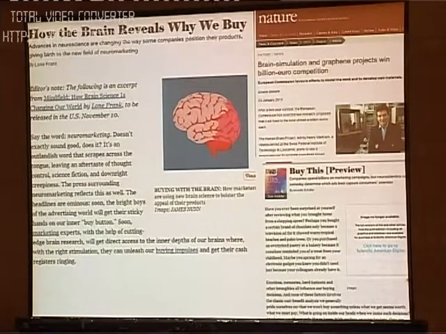How the brain reveals why we buy. I already mentioned to you about neuromarketing. Papers have been published here. You can see here how brain science is changing our world. Neuromarketing. It's an outlandish word that scrapes across the tongue, leaving an aftertaste of thought. The buy button. Everything today can be broken down to its constituents. But is this really required?